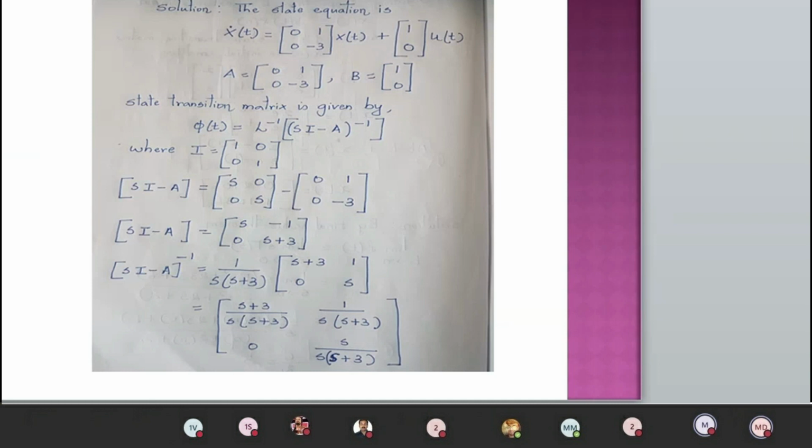So x of s equals phi of s x of 0 plus phi of s B into u of s. What is phi of s? Okay, you got it already. What is x of 0? -1, 3. B is 0, 1, 0. You got the state transition matrix as 1 by s, 1 by s into s plus 3, 0, 1 by s plus 3. Okay, check.